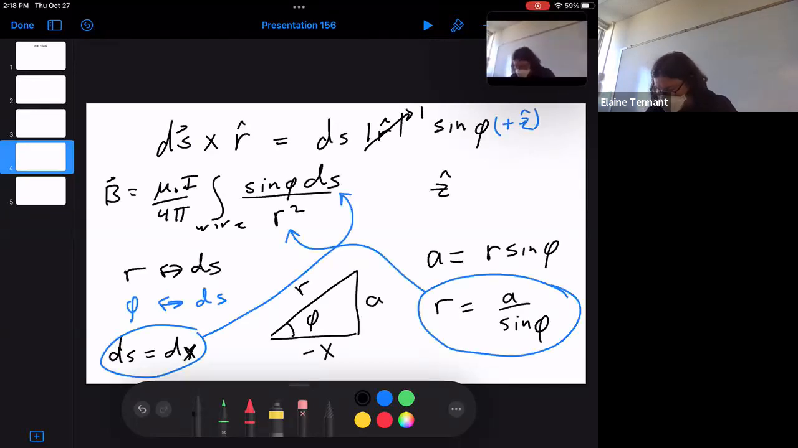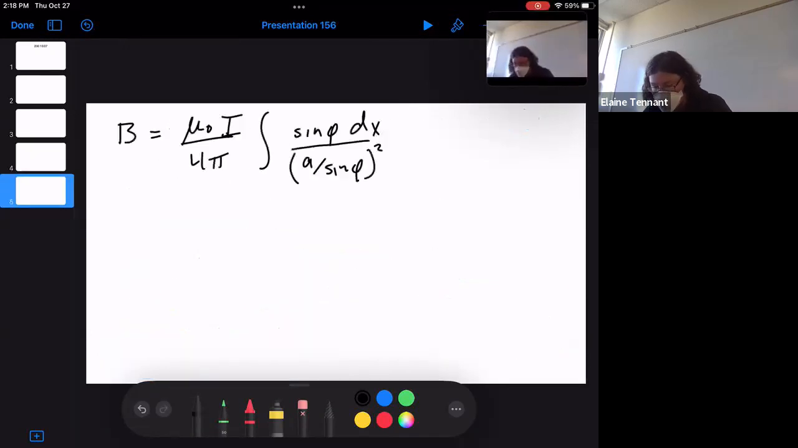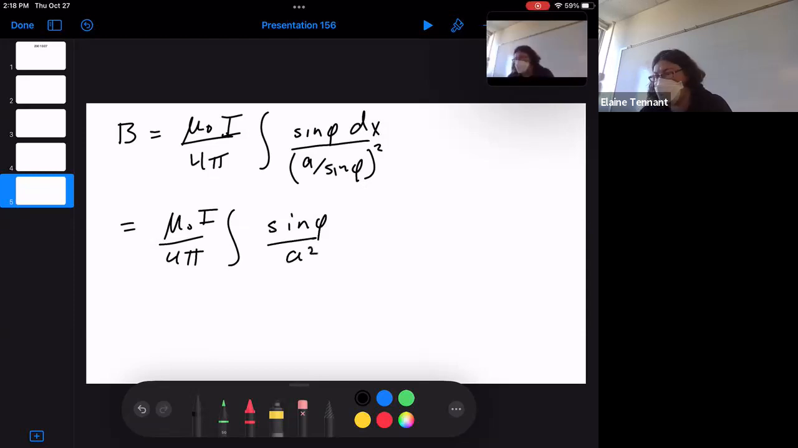Okay, so I got my dx. I put in a over sine phi and it's squared because my r is squared. I have a sine phi up there. This is looking a lot better. Let me square this out and let's see kind of what's left over. Mu naught I over 4 pi integrating sine of phi over a squared and really 1 over sine squared of phi.